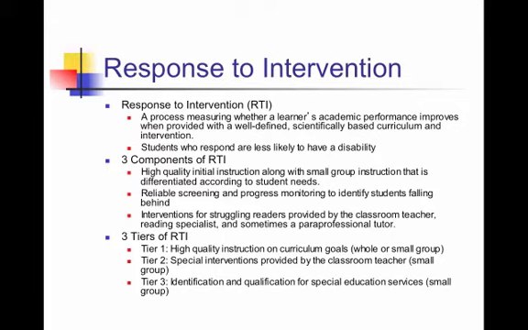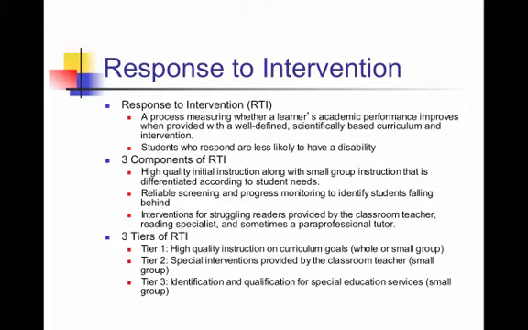There are three major components of RTI that are extremely important for you to know. First, is high-quality initial instruction along with small group instruction that is differentiated according to student needs. You can see right there with using the term differentiated how RTI relates directly to this class. So high-quality initial instruction can be conducted both whole group and small group. We'll talk a little bit more about that in a few minutes.